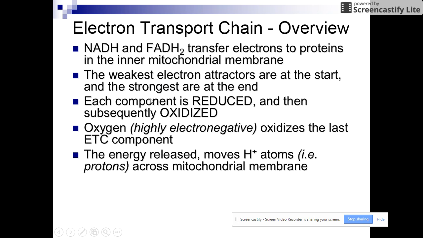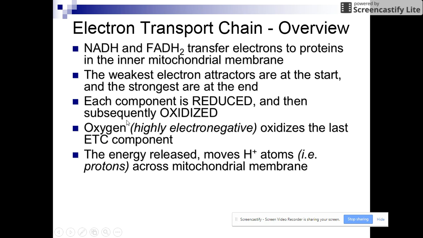Each component, each protein in the electron transport chain, when it gains an electron, which initially came from the NADH and the FADH2, it becomes reduced. But then it passes the electron to the next protein in the chain, and then it becomes oxidized. At the very end of the chain, there's a molecule of oxygen, which is very electronegative. And that is going to really attract all the electrons through the proteins. So it oxidizes the last electron transport chain component.